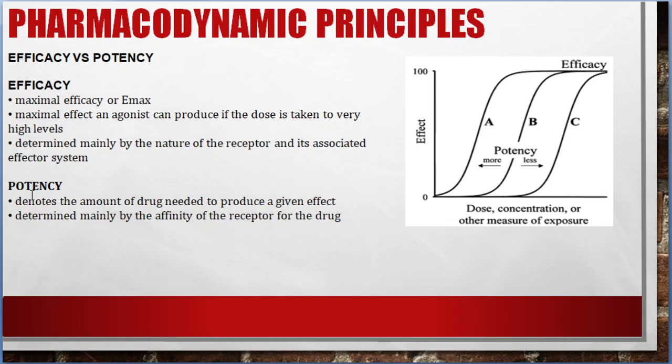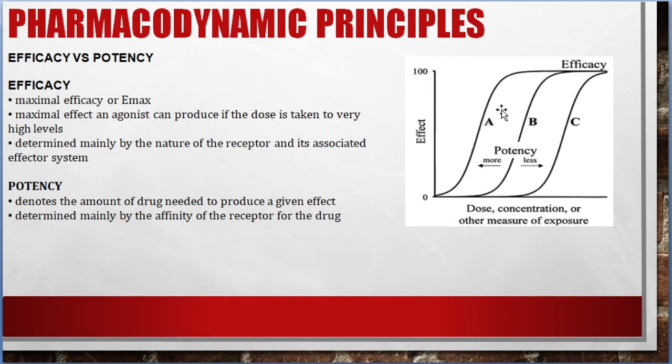How about your potency? Your potency denotes the amount of drug needed to produce a given effect. It is determined mainly by the affinity of your receptor for the drug. So meaning, for potency, a certain amount of drug can already produce a certain effect.